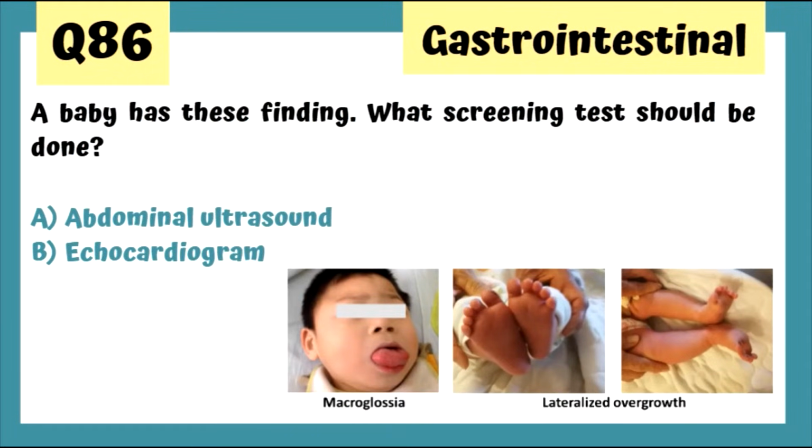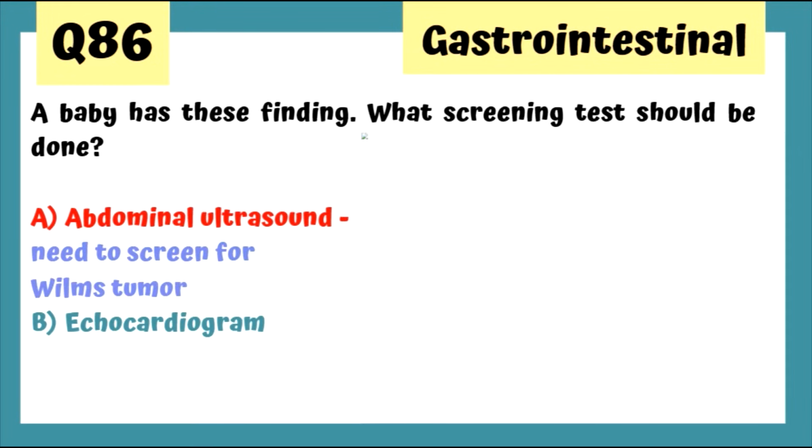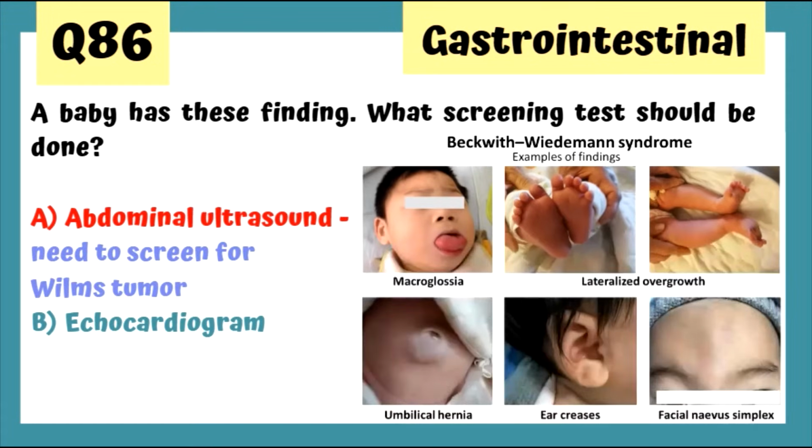Question 86. A baby has these findings. Macroglossia, lateralized growth. It's like more on one side. What's that? What should be done? The answer is abdominal ultrasound, because he might also have Wilms tumor. This is Beckwith-Wiedemann syndrome, where we see the macroglossia and lateralized growth, and we could also have a Wilms tumor. That's why we have to get an abdominal ultrasound.